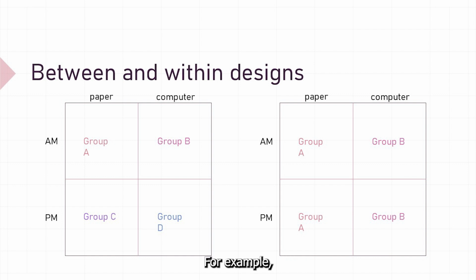For example, if we would like to use a factorial within design in our experiment, we can ask subjects in group A to study both in the evening and in the morning, but use only paper and pencil for taking notes. And subjects in group B would also study in the morning and in the evening, but use a computer for taking the notes.